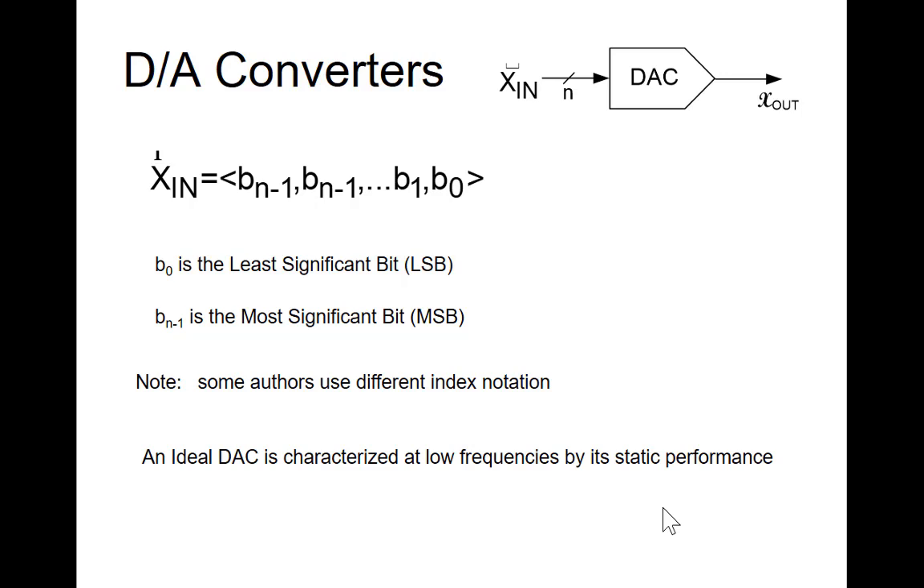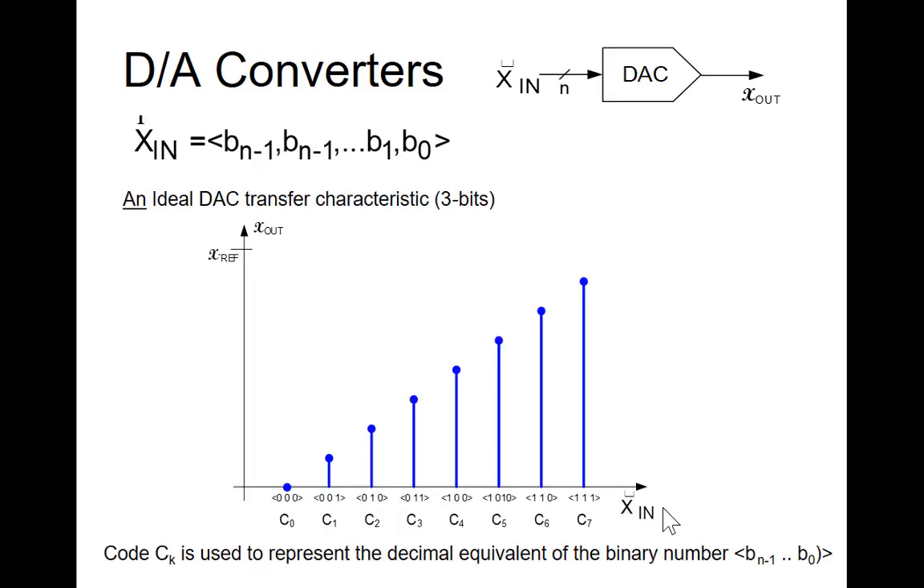An ideal DAC is characterized at low frequencies by its static performance. We'll talk about that static performance next. So here's an ideal DAC. This happens to be a 3-bit DAC, and so we see that there are 8 different input codes, 000 through 111, and for each of the inputs, there's a corresponding analog output. I'm showing the reference voltage right here on this axis.